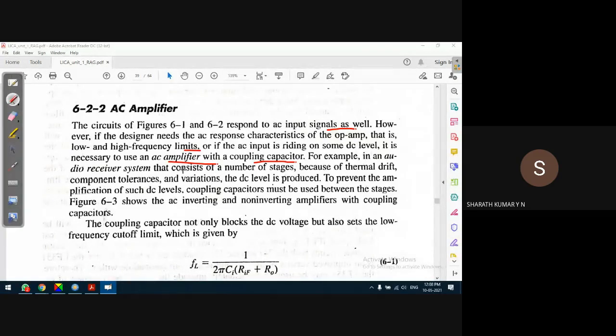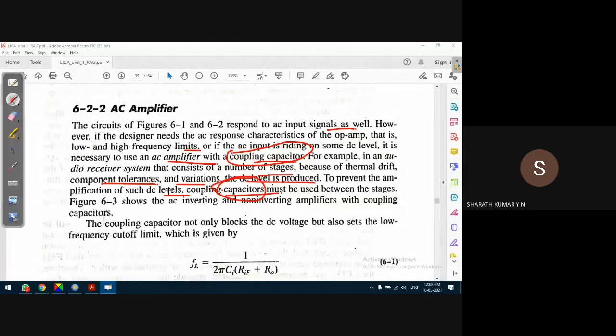Okay, I'll explain coupling capacitors. In an audio receiver system that consists of a number of stages, because of thermal drift, component tolerances and variations, a DC level is produced. To prevent the amplification of such DC levels, coupling capacitors must be used between the stages. Let's explain this coupling capacitor concept.